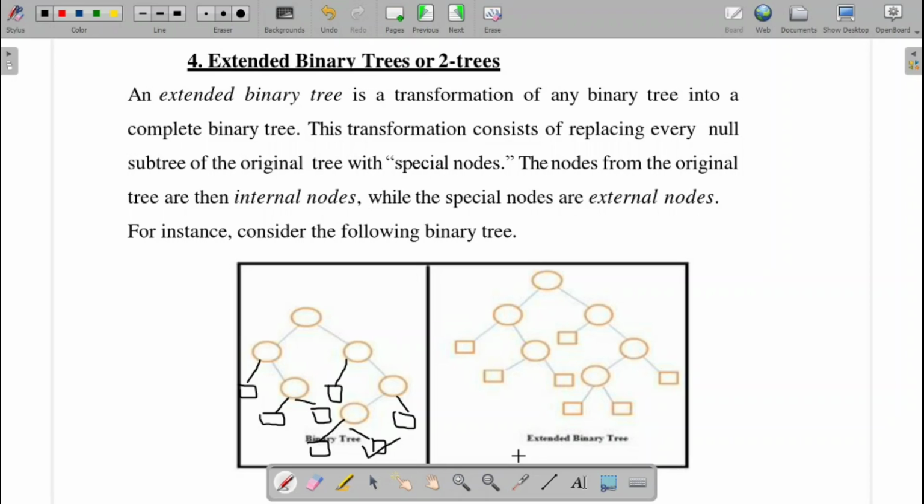An extended binary tree is a binary tree in which we replace each null subtree of an original tree with special nodes. So if we don't have any children, we will replace them with the special nodes. Those special nodes we call the external nodes, and these are the four different variations of the tree.